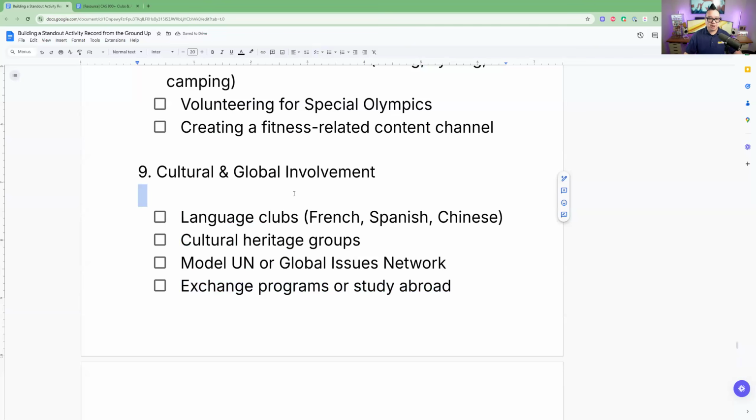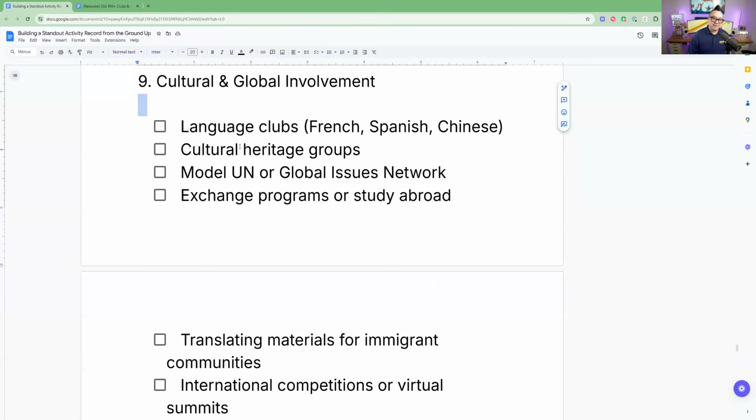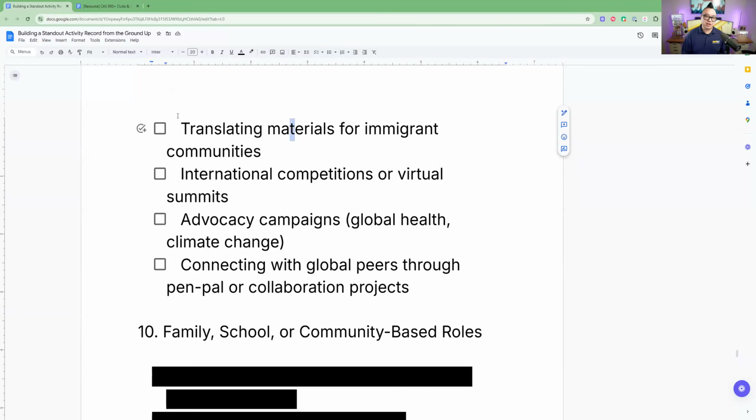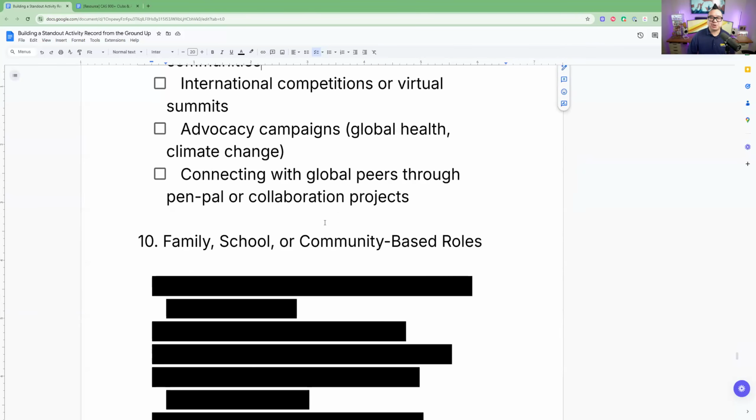Those who like the community, right? Language clubs, culture groups, Model UN's a big one for a lot of our students. Exchange programs, studying abroad, translating stuff. These are more non-traditional stuff as well. International competition, virtual summits, advocacy campaigns, connecting groups as well, right?